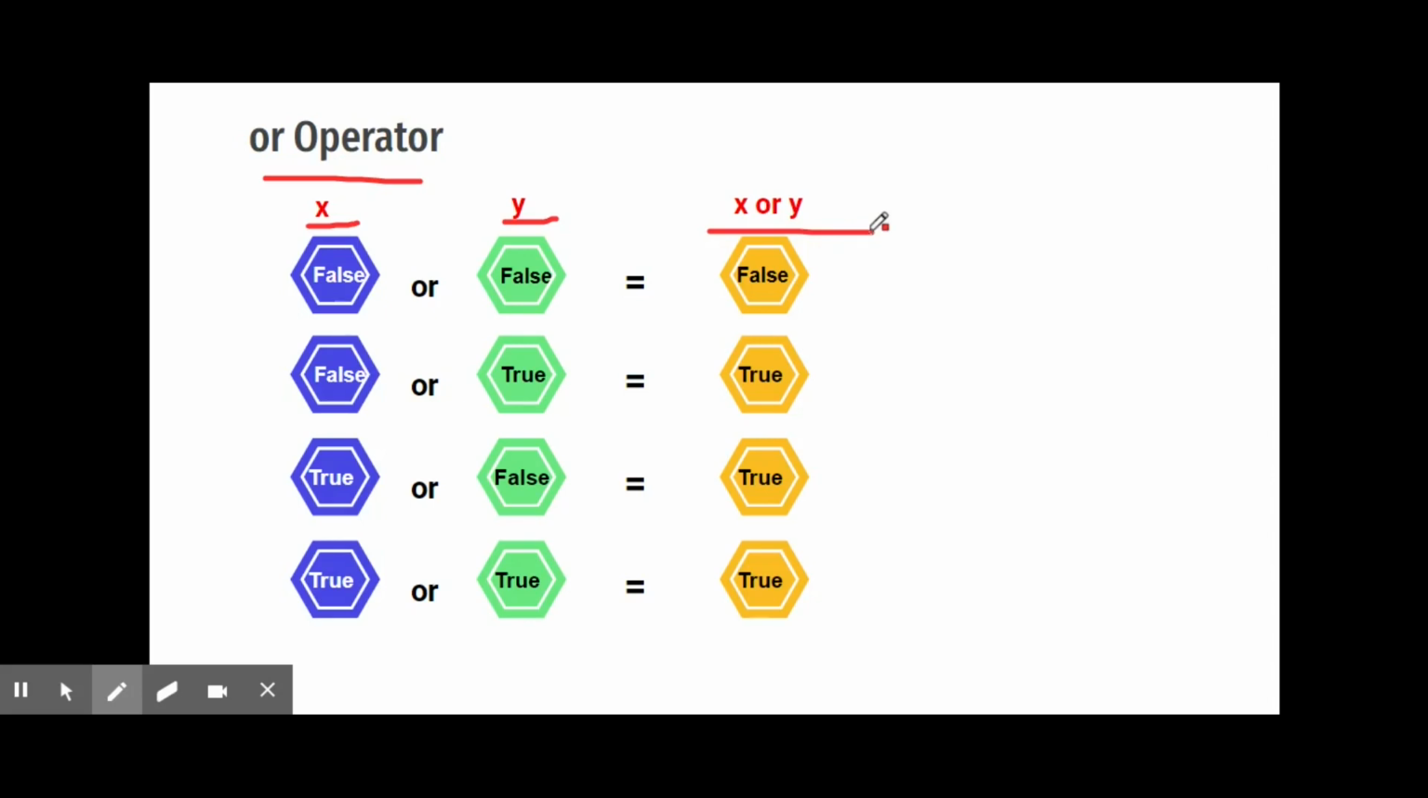OR operator basically means either one should be true for the answer to be true. For example, here x is true but y is false, but then the criteria is only one of them should be true for the answer to be true. So this is true. Same way, y is true but x is false. Still the answer is true. This is also the same. X and y both are true, so this will be true.